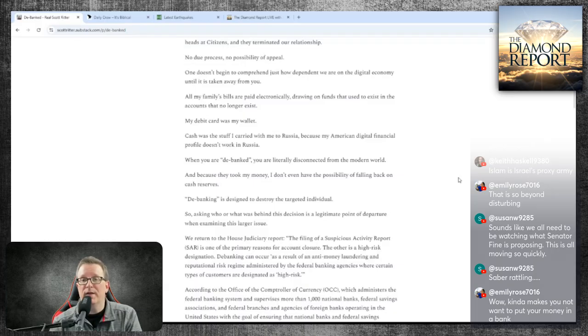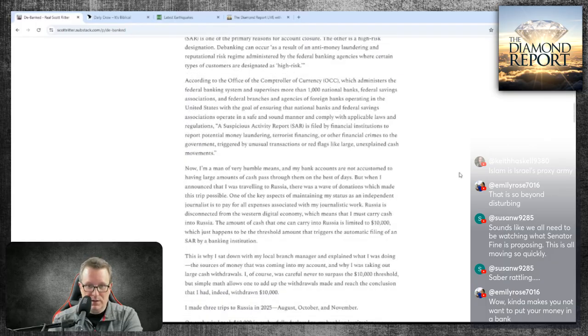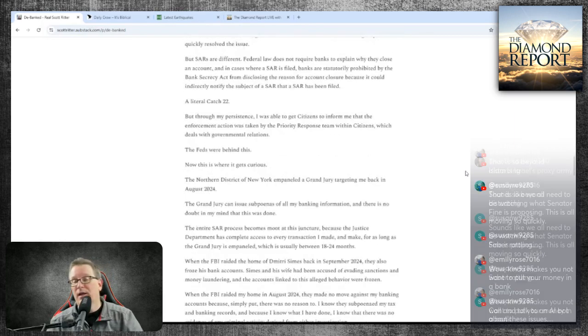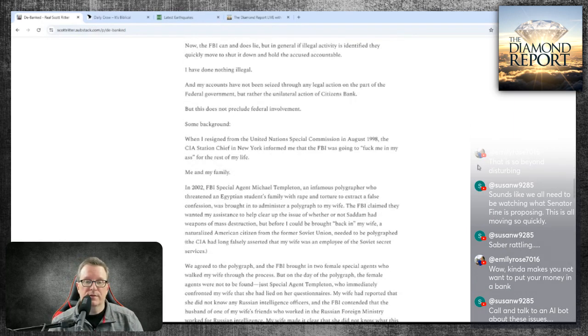One doesn't begin to comprehend just how dependent we are on the digital economy until it's taken away from you. All my family's bills are paid electronically, drawing on funds that used to exist in the accounts that no longer exist. My debit card was my wallet. Cash was the stuff I carried with me to Russia because my American digital financial profile doesn't work in Russia. When you're debanked, you are literally disconnected from the modern world. So all that to say, if they can do it to him, they can do it to absolutely any of us, anyone, for any reason.